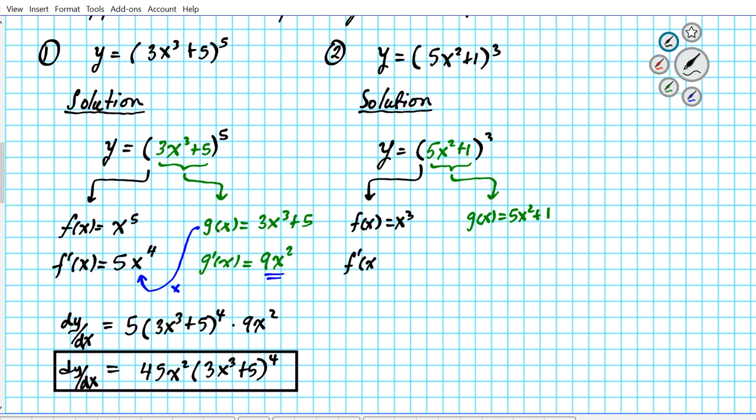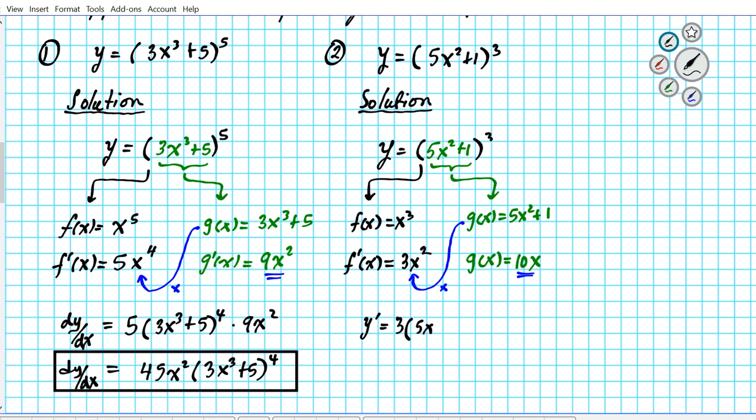So differentiate them separately. The derivative of the outer function using the power rule is 3x squared, power down, minus 1. And then the derivative of the inner function, if you differentiate term by term, the first one is 10x, and the derivative of the second one, the constant, is just 1. All right, so the derivative of the outer evaluated at the inner. You take the inner function and plug it into the outer, and then multiply that by the derivative of the inner.